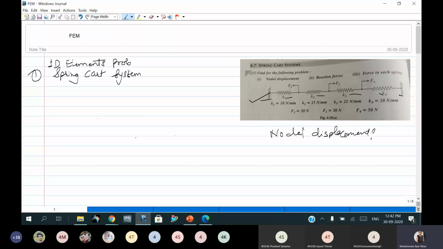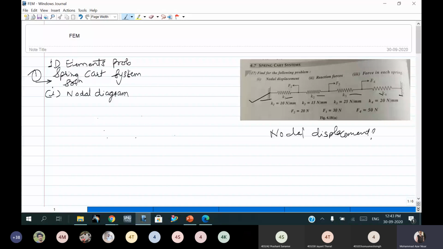For solving this, there are various steps involved. We'll go step by step. The first step is the nodal diagram. This is the solution. First, you have to draw a nodal diagram of this problem.